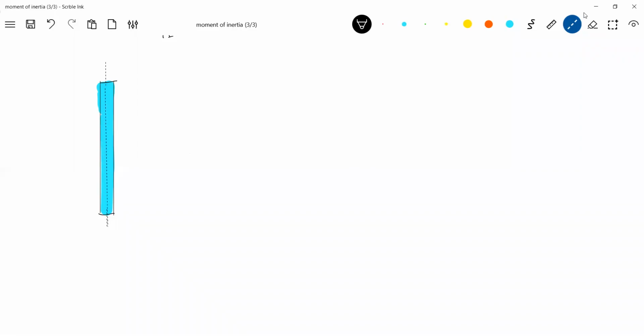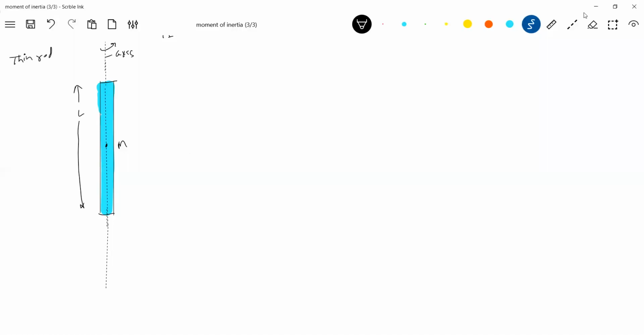No. What is this dotted line? The dotted line is called the axis. I'm going to rotate here now. The rod has mass m and length l. It's a thin rod. I'm rotating about an axis.